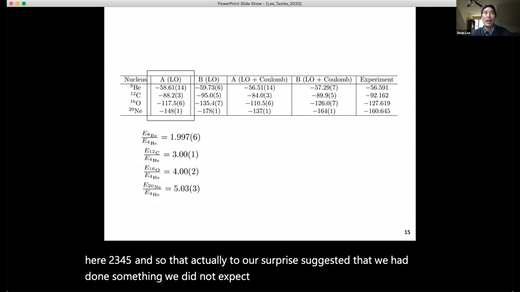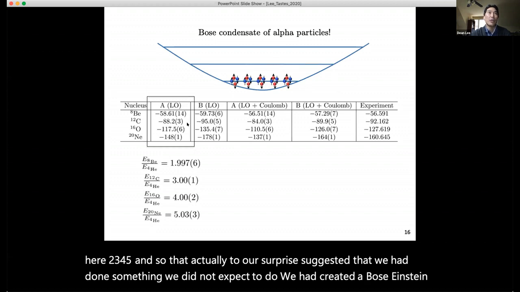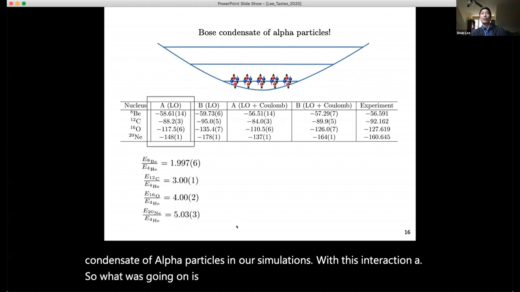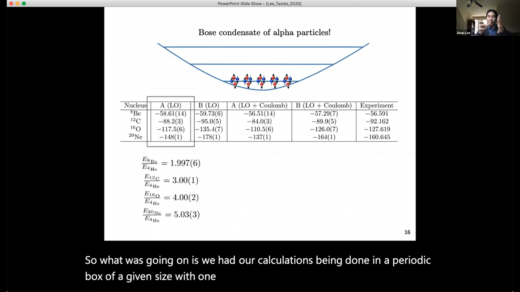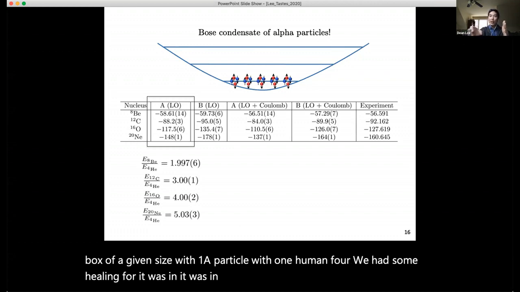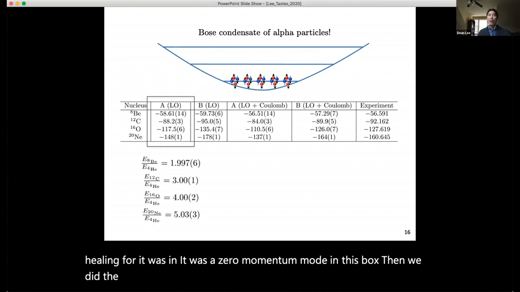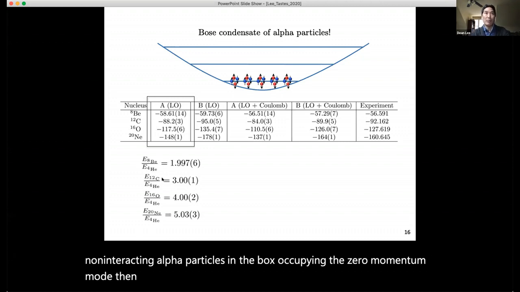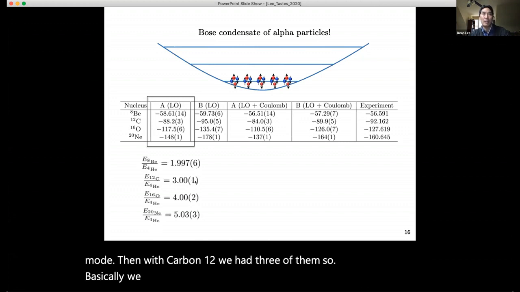We had created a Bose-Einstein condensate of alpha particles in our simulations with this interaction A. What was going on is that our calculations were done in a periodic box of a given size with one alpha particle, one helium-4, in a zero momentum mode in this box. Then we did the beryllium-8 calculation, and we simply ended up with 2 non-interacting alpha particles in the box occupying the zero momentum mode. Then with carbon-12, we had 3 of them. So basically, we were just adding up the energies all together that way.